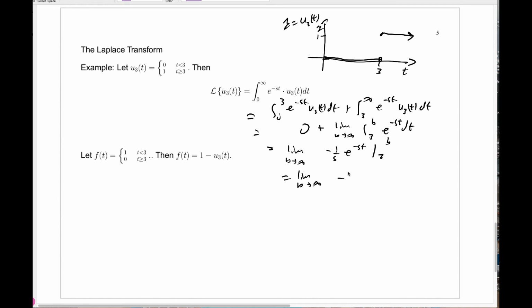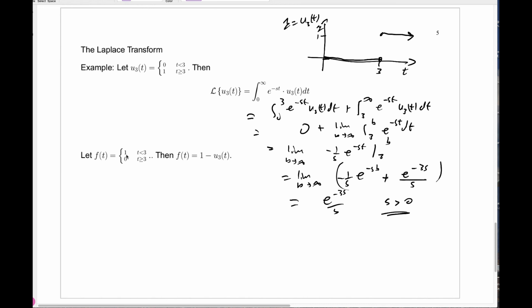When we plug in b, we get minus 1 over s e to the minus sb, and then we subtract the negative, which gives us a plus e to the minus 3s over s. And now as b goes to infinity, this part goes to 0 as long as s is greater than 0, and we are left with e to the minus 3s over s. It's important that s is bigger than 0 for this part to tend to 0. So we can take a Laplace transform of this standard step function in a very simple manner.